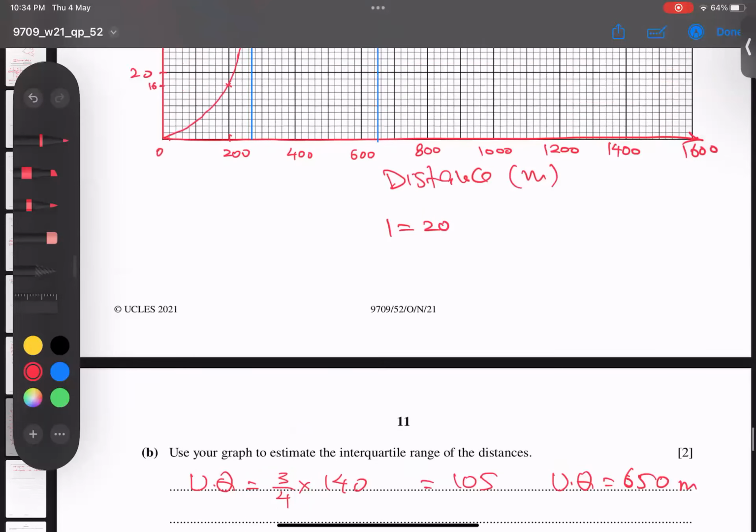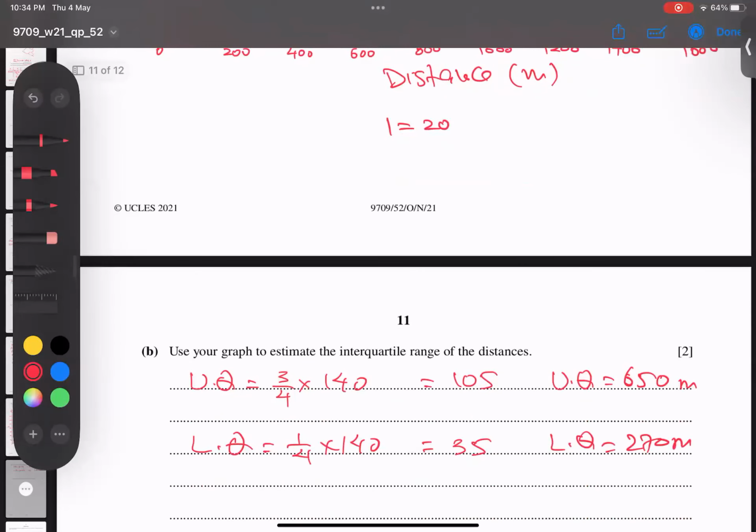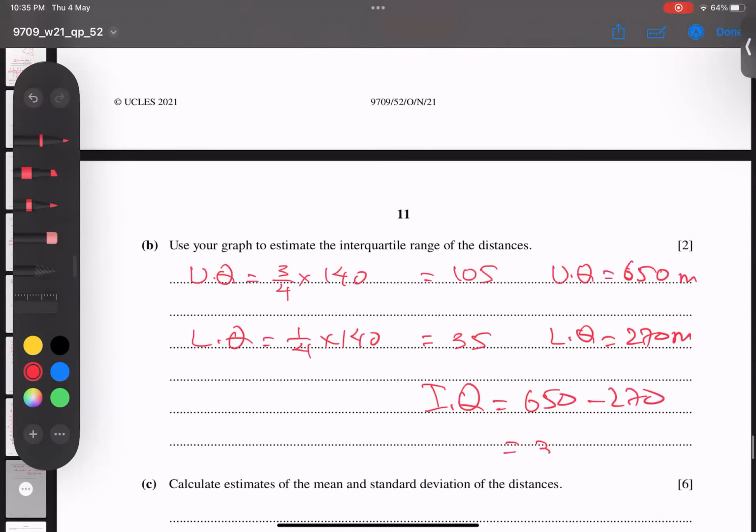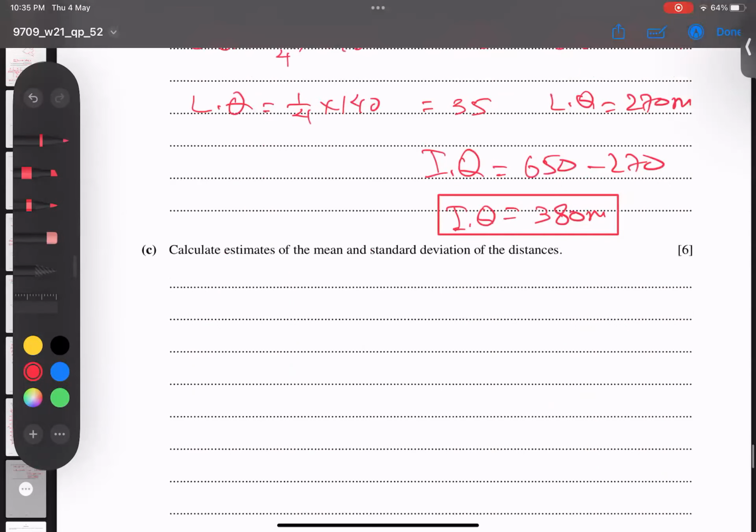And wait a minute. Yeah. So 650 minus 270, and the answer is coming 380 meters. So the interquartile range is subtracting them, and the answer is coming finally 380 meters. It is an estimate, students, so it can vary slightly also, no problem at all.